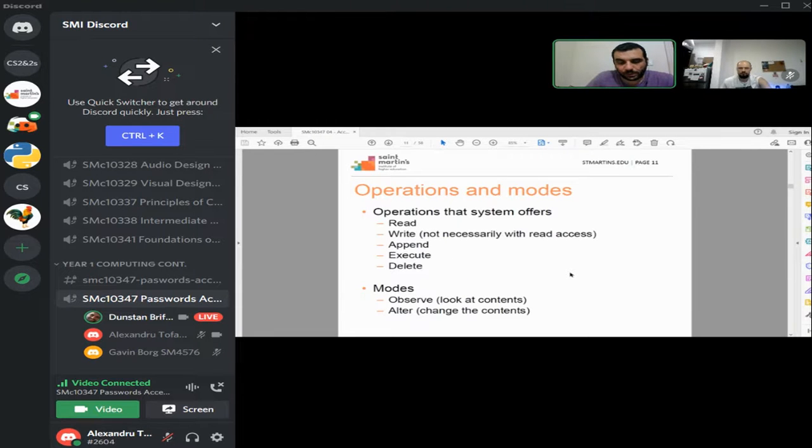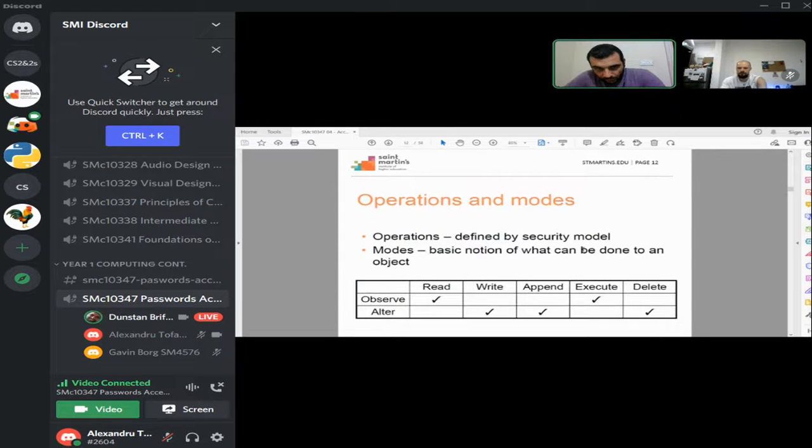Now, when it comes to operation modes, we see more of this. There are different types of operations, for example, read, write, append, execute, delete. These are dependent also on the operating system, so they do vary between operating system 1 and 2.